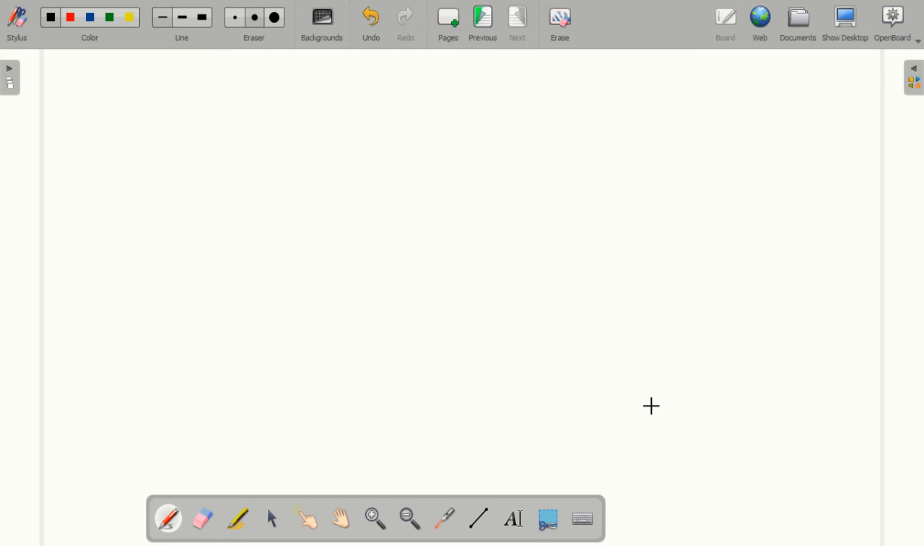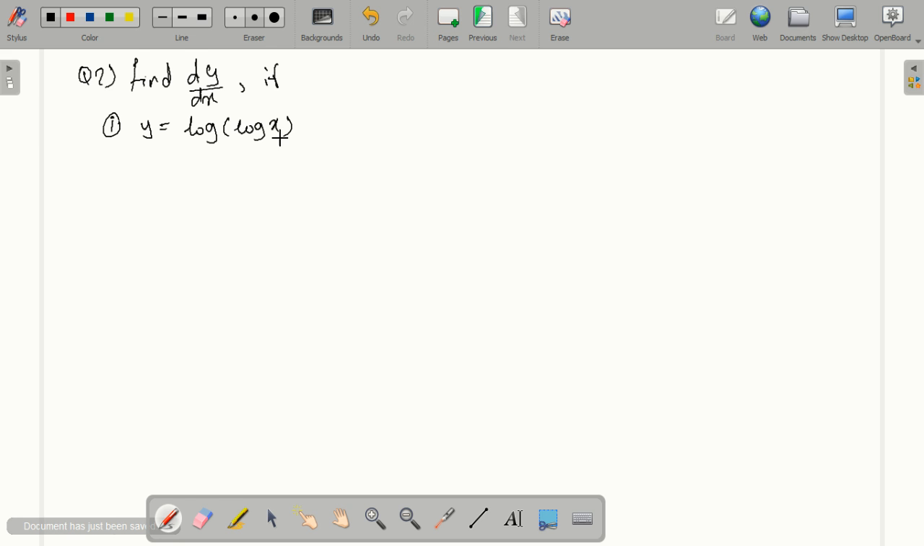What's up guys, in this video we are going to find the derivative of a composite function. We are going to continue the exercise 3.1, right? So in this video we are going to solve question number 2, which says find dy by dx if the first one, y is equal to log of log x, right?